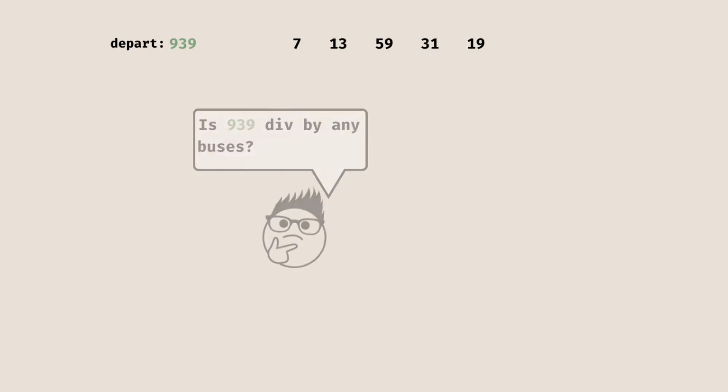So solving this part 1 is pretty straightforward. We just want to ask, is 939 divisible by any of the buses? And it's not, right? It's not divisible by any of my 5 bus IDs. So I can't really leave as early as 939. So I'll just increment that by 1. So now I have 940. And I ask the same question, is 940 divisible by any of my buses? It's not, so I keep checking, right?